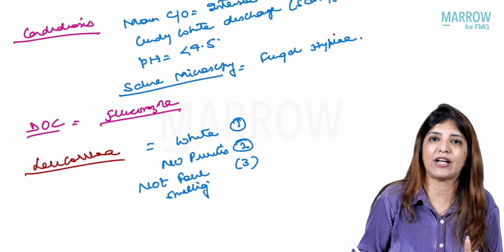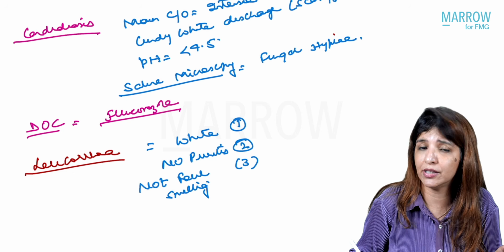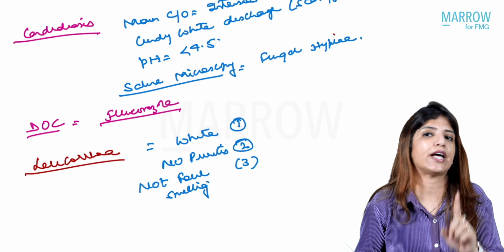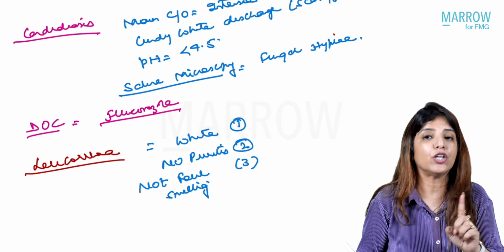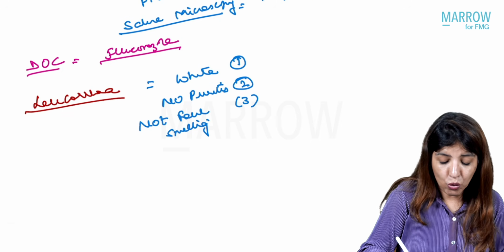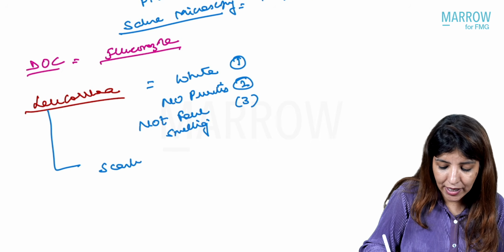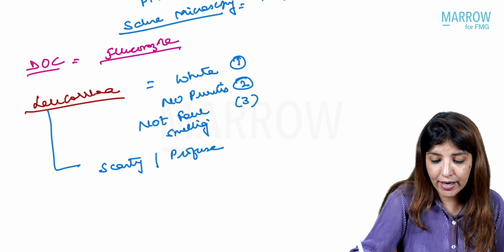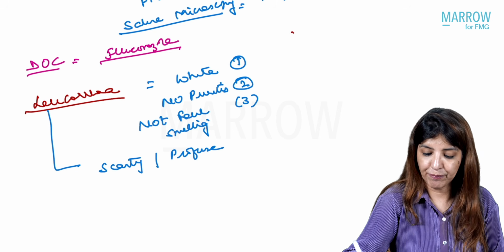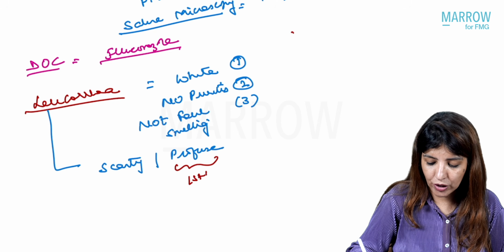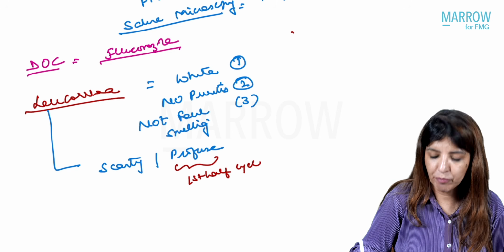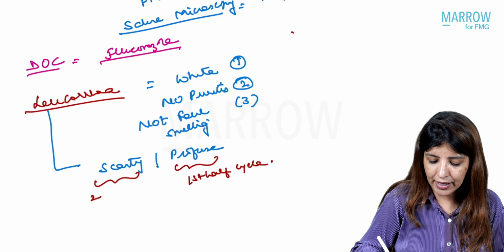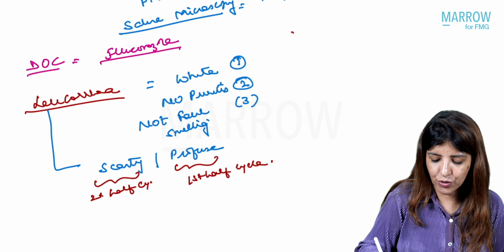In bacterial vaginosis, again, it is grayish white in color, no pruritus, but then it has a foul smelling odor. Here, it will not be foul smelling. Leukorrhea can be scanty or it can be profuse. That depends on the time of menstrual cycle when it is happening. If it is happening in the first half of the cycle, it will be profuse. If it is happening in the second half of the cycle, it will be scanty.